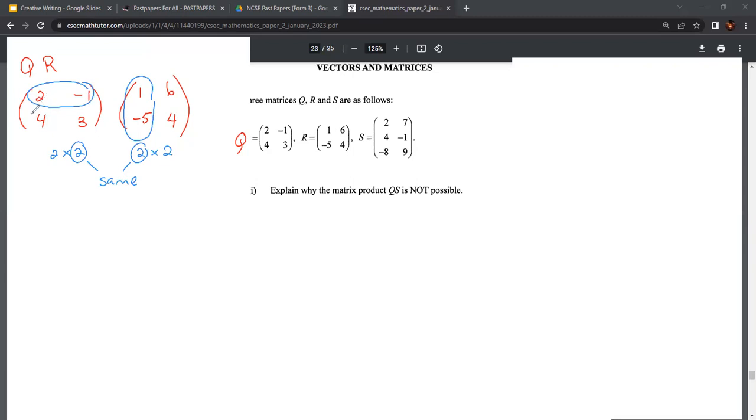Remember your pattern. First times the first plus the second times the second. You want a lot of space for this part. So you're going first times the first plus the second times the second. Then I'm finished with that row by that column. So I'm going first row by second column. First times the first plus the second times the second.